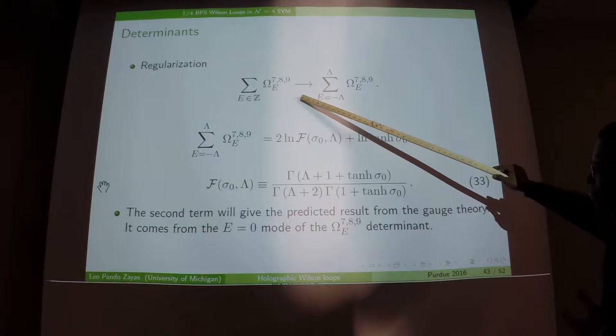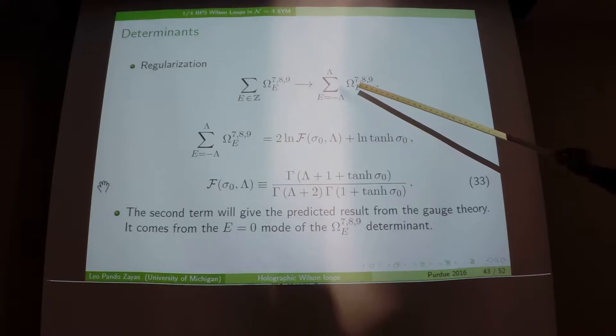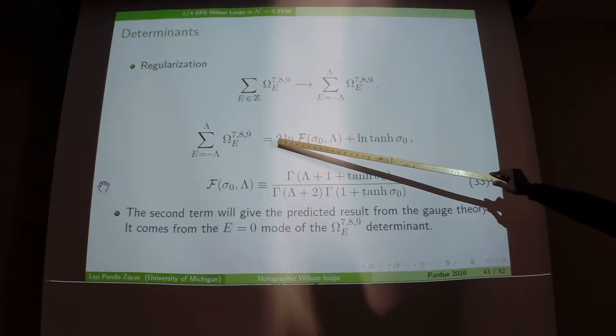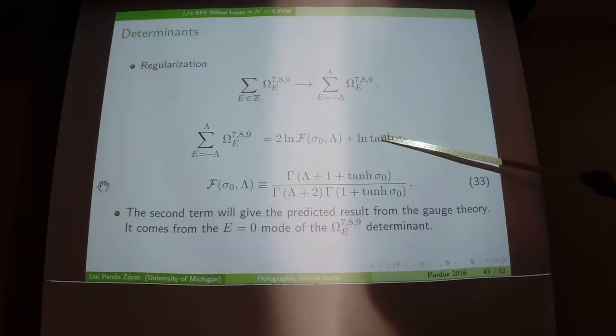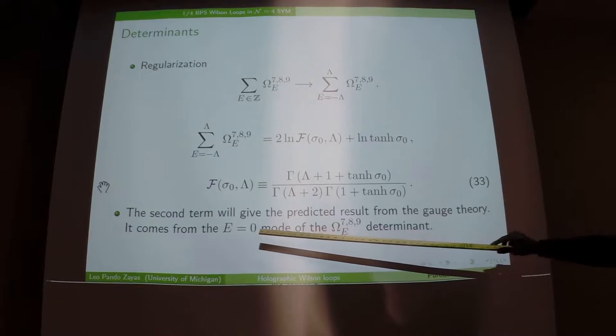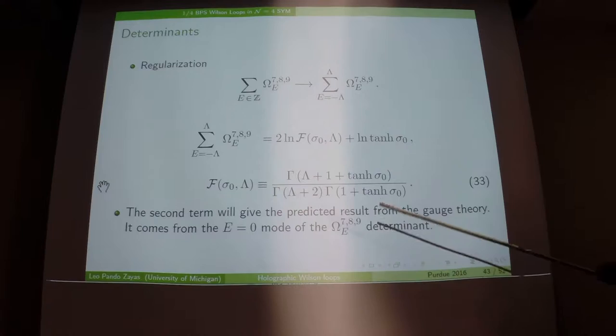for the 7, 8, 9 modes, I'm going to regularize using this prescription. And this sum essentially is going to give me a part that will depend on the cutoff, and then a part that is independent of everything. And it comes from the energy zero mode, or the E equals zero modes of this field. Okay, this is my answer.